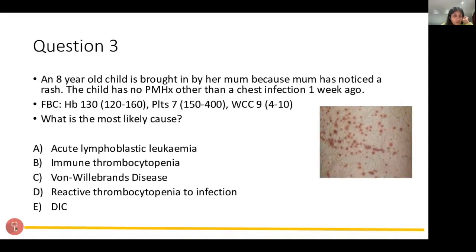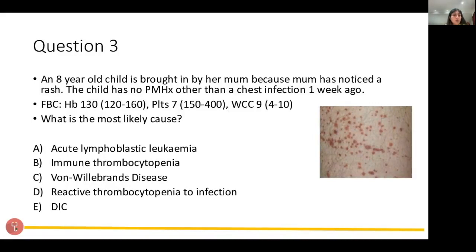Now, I just want to talk about D while we're talking about B. So reactive thrombocytopenia to infection is very similar to immune thrombocytopenia. However, it's not an autoimmune condition, so your platelets aren't really being destroyed. It's more of a case of it's just a reaction to the infection, really. And in reactive thrombocytopenia, you wouldn't expect such a low platelet count.